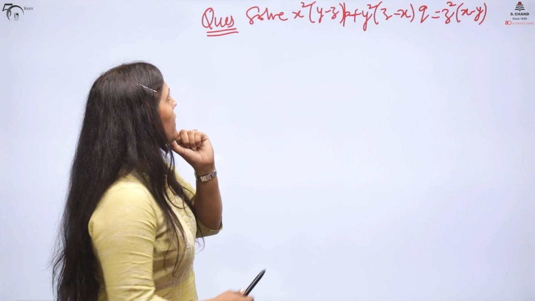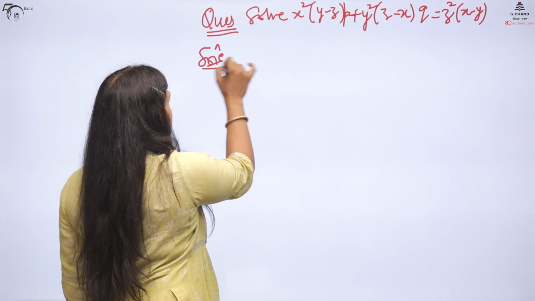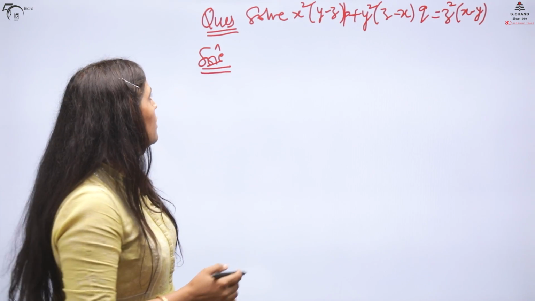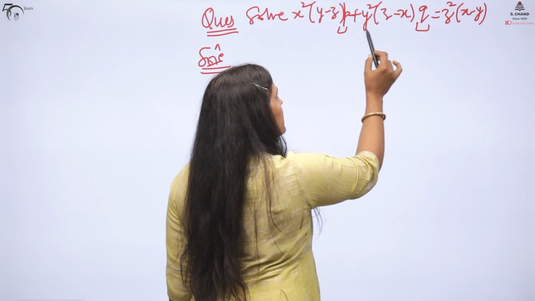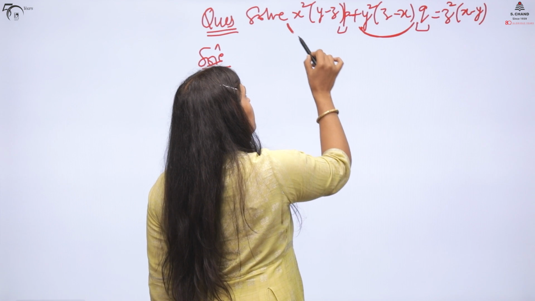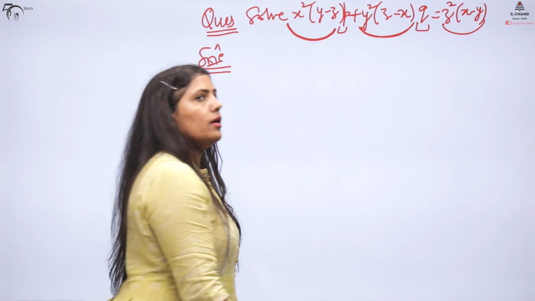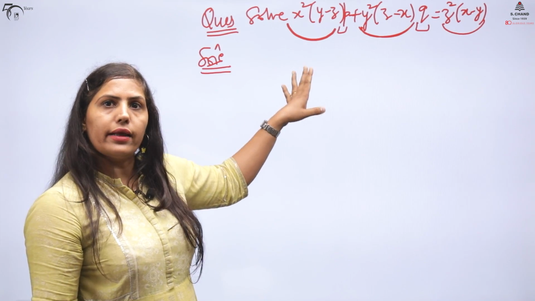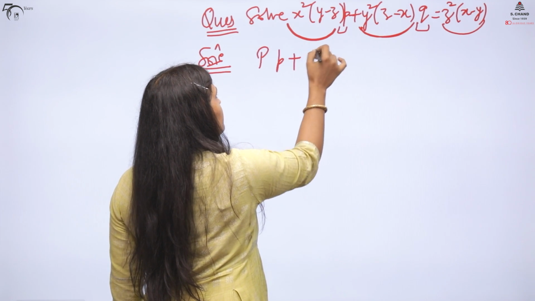So this is one of the examples. For the solution, first you see that this is a question of Lagrange method. P you can see, Q you can see, these coefficients are functions of x, y and z, and this is my R function, again a function of x, y and z. It means this is the perfect form for Lagrange method.